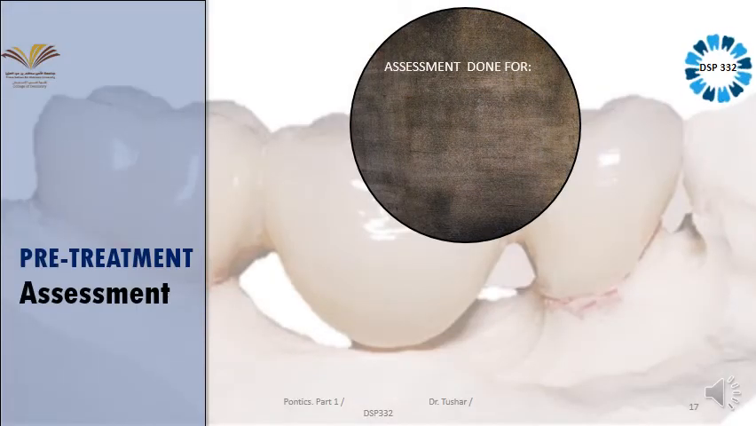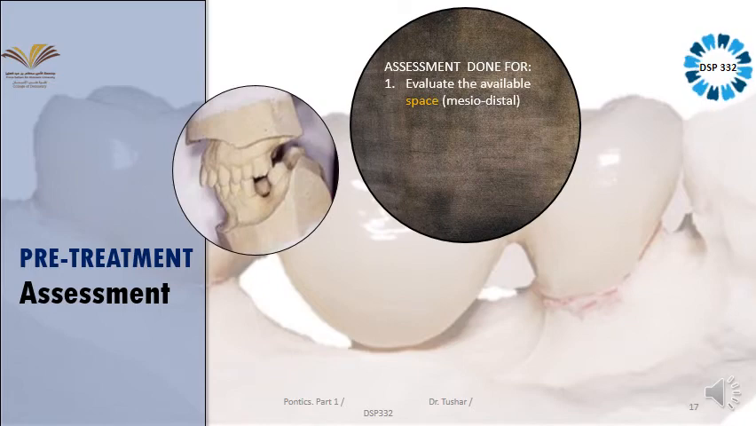Now there are certain pre-treatment assessments. Pre-treatment assessment means when the case comes to your clinic with a missing natural tooth, you have to do certain assessments. What are they? You have to evaluate the available space, right? Now in this diagram, you will see there is a missing molar, right? Now you have already studied the consequences of tooth loss. Do you know what the consequences of tooth loss are? There will be tilting of the tooth, supraeruption of the tooth, like that, right? Loss of proximal contacts, malocclusion and all.